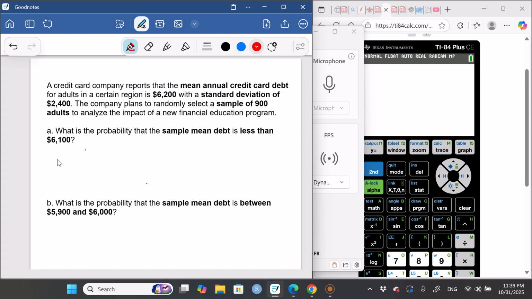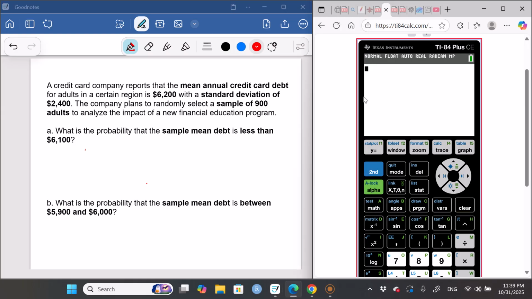Welcome back. So we have this given example. Here we have that a credit card company reports that the mean annual credit card debt for adults in a certain region is $6,200 with a standard deviation of $2,400. The company plans to randomly select a sample of 900.